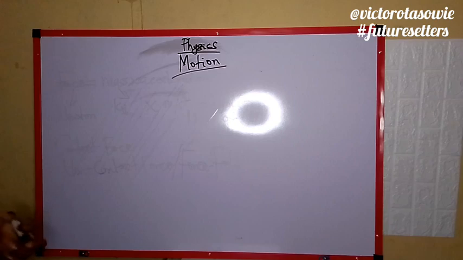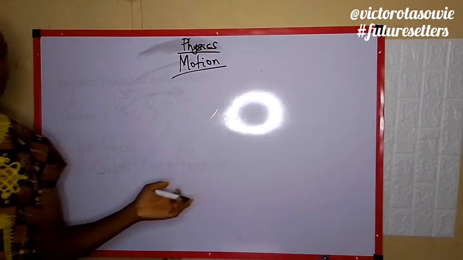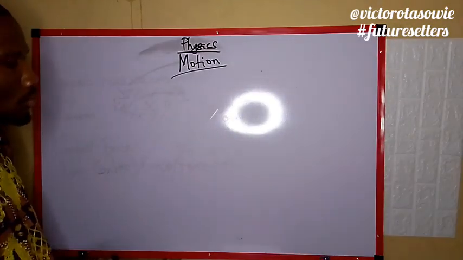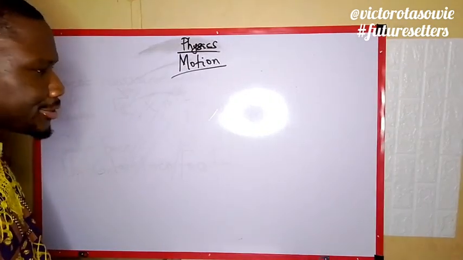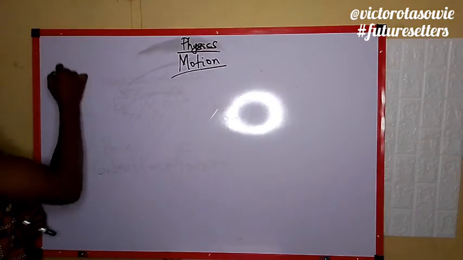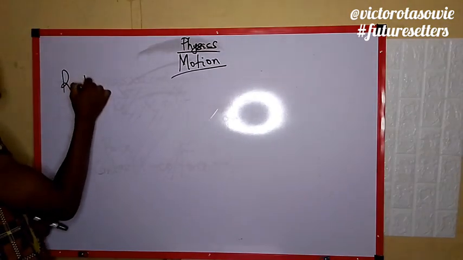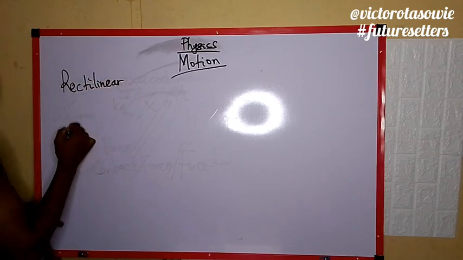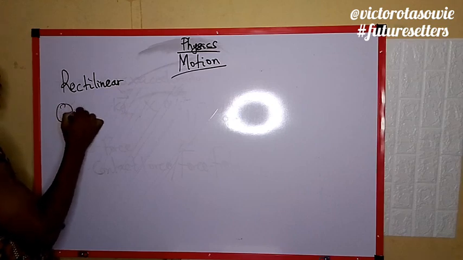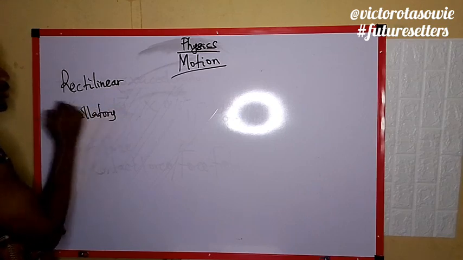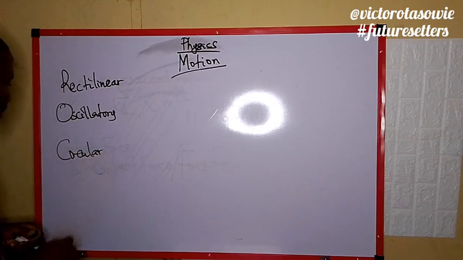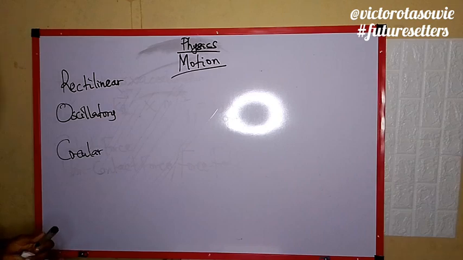And motion can be in so many forms. We have different forms or different types of motion. We can talk about the relative motion, the rectilinear, the oscillatory, and the circular motion.